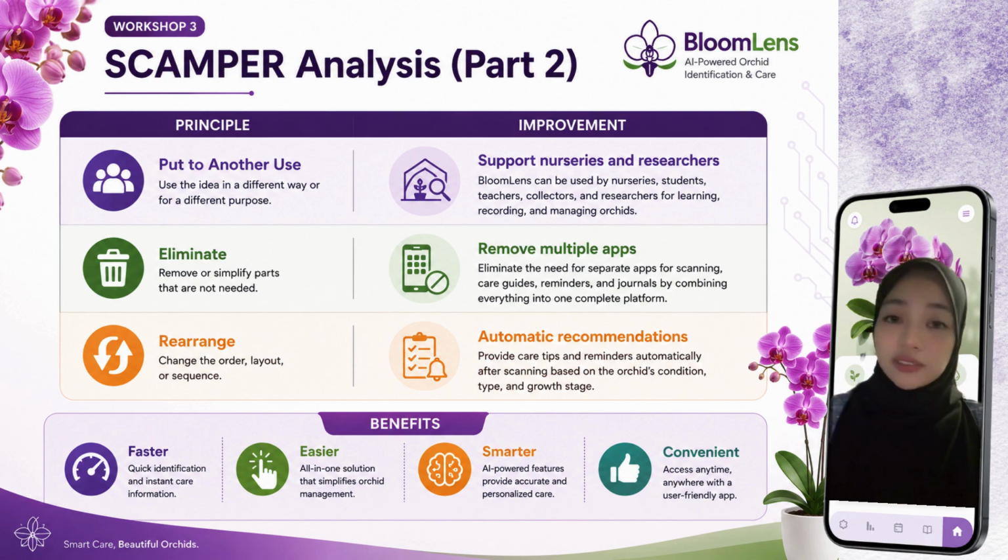Lastly, rearrange or reverse. Instead of having users search for care recommendations for the identified orchid species, Bloomlens will recommend care tips right after the plant is scanned. The outcome is fewer steps needed to take care of an orchid, which is more convenient for the user. Each principle encourages us to explore the Bloomlens concept from a different perspective, helping identify creative and practical improvements.